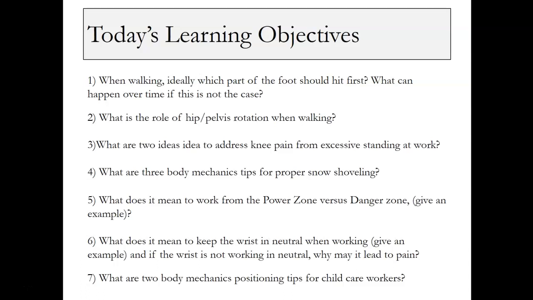3 biomechanics tips for proper snow shoveling. Wide base, bend at the hips, and bend your knees. What does it mean to work from the power zone versus the danger zone? Give an example. Power zone is working close to your body, right around waist height. Danger zone is working beyond that, either too high or too low, or too far out.